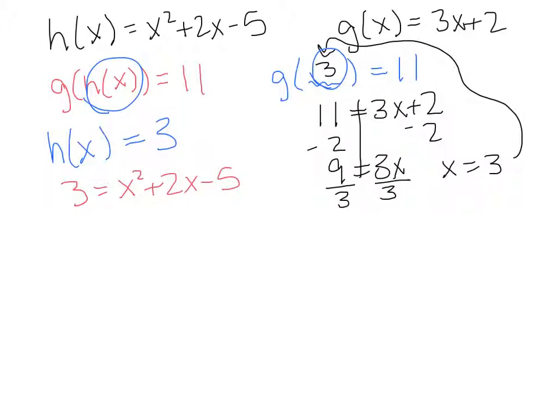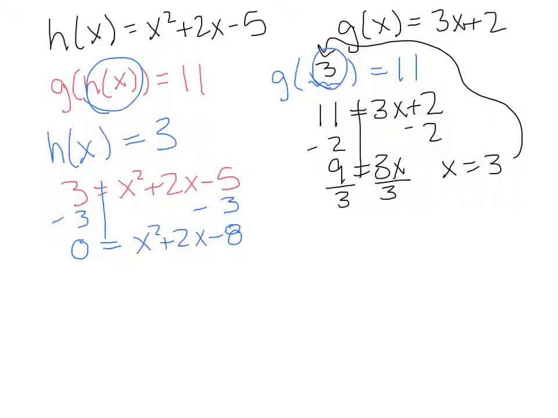We can't solve this one as simply because it's quadratic. And remember, for a quadratic, we want to get it equal to 0. So to get this set up, I'm going to subtract 3 from both sides. So we get 0 equals x squared plus 2x minus 8.